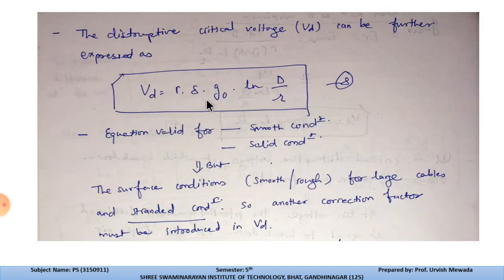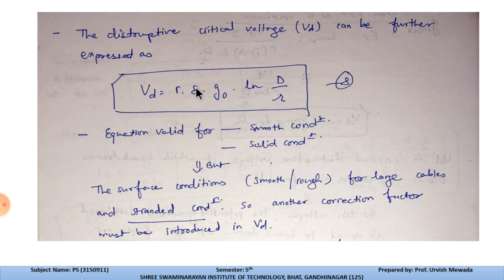Now just putting G0 multiplied with the relative air density, we again write the disruptive voltage equation: Vd is equal to r into delta into G0 into ln d by r. This is equation number 8, and this equation is valid for a smooth conductor. If the conductor has a rough surface, then this equation is not valid, and also it is valid only for a solid conductor, meaning no hollow conductors, only solid conductors.